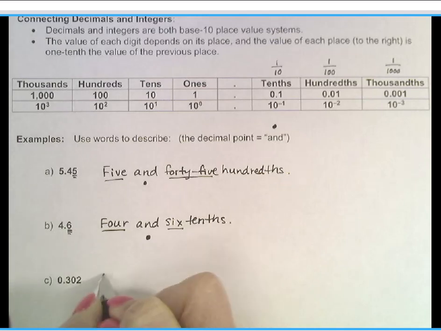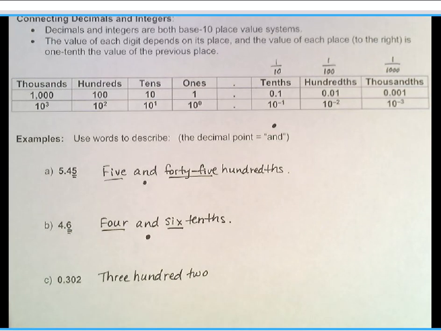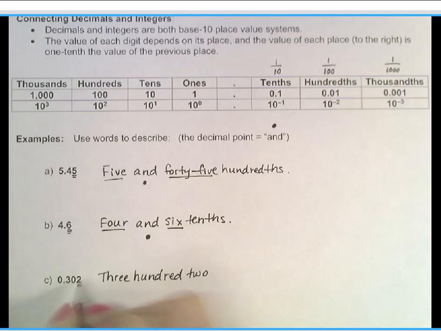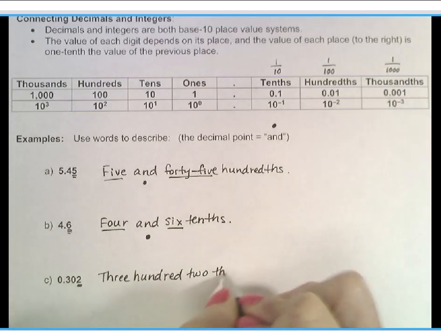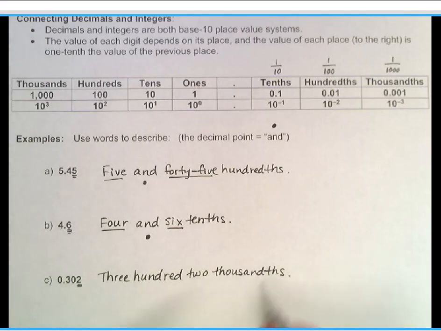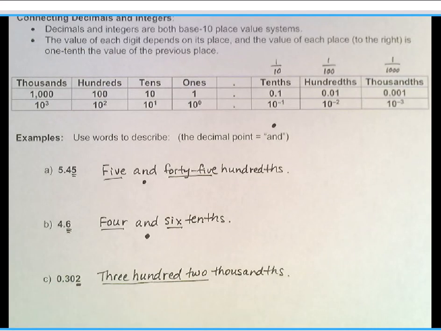Notice what I just said. I said 302. I didn't say "and" 302 because that would have implied a decimal. It's just 302, and because this ends in the third decimal place, that's the thousandths. So again, it's got that TH in there. 302 thousandths. So because there were no numbers on the left, we didn't have to use the word and.